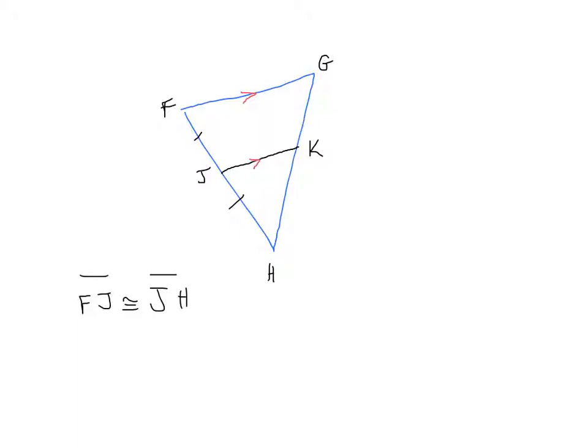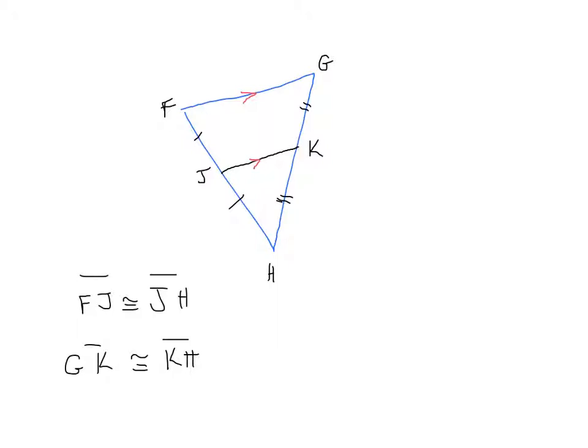What else do we know? You probably recognized also that GK and KH will be congruent as well. Let's write that down: GK is congruent to KH. The reason for that is because the point K is right in between the entire thing. It's halfway there, the midpoint. So that has to be equal to that in measure.